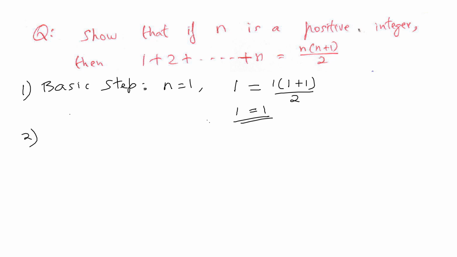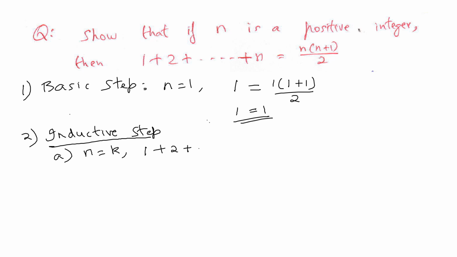And the second step, we call this as inductive step. In inductive step, there are two cases. First one is to take n is equal to k. So when you take n is equal to k, the equation goes like this: 1 plus 2 plus etc. up to k is equal to, wherever you have n, you write as k. So k into k plus 1 divided by 2. You name this equation as 1. Any name, you can call it as a, whatever it is.